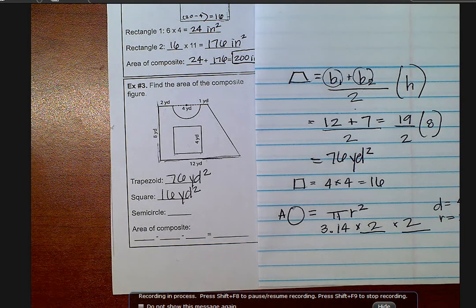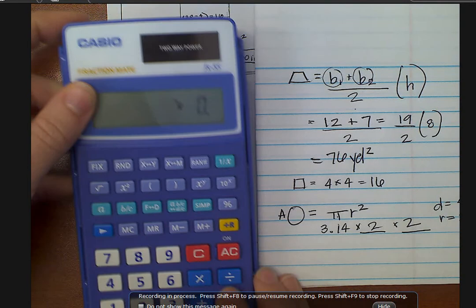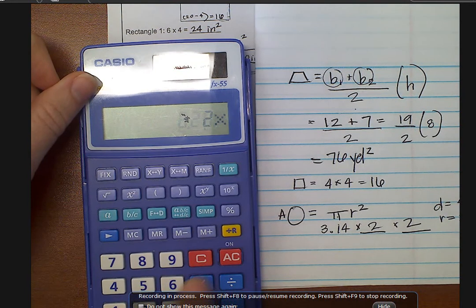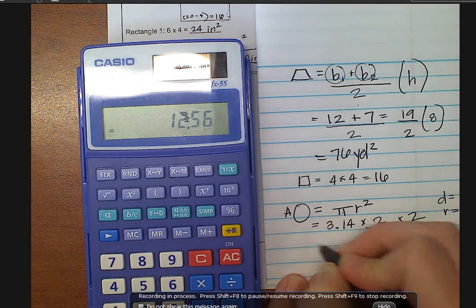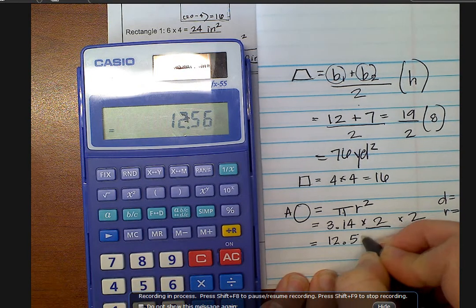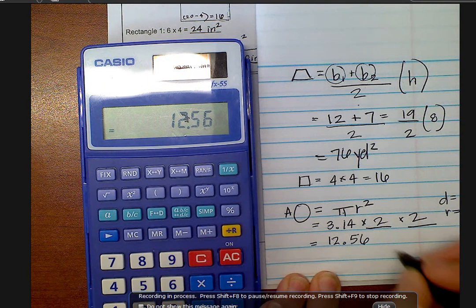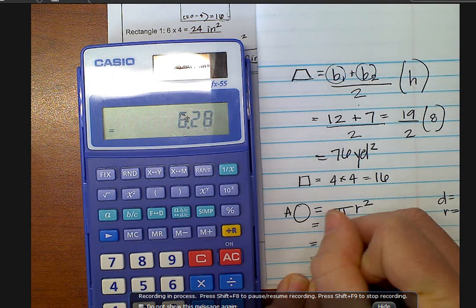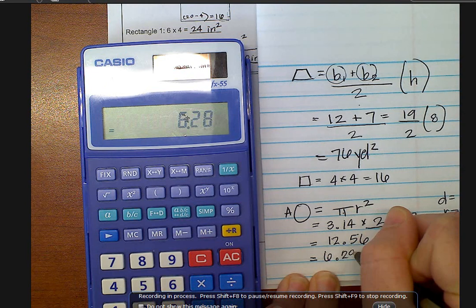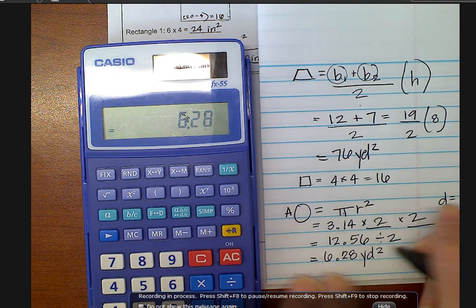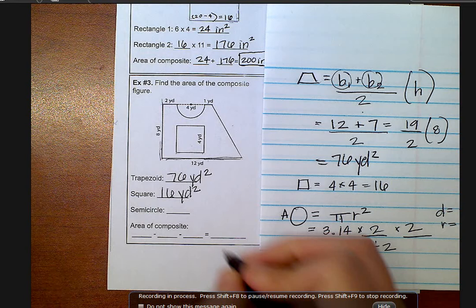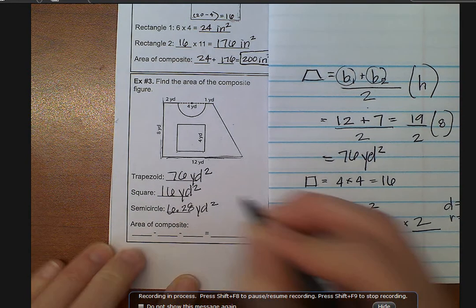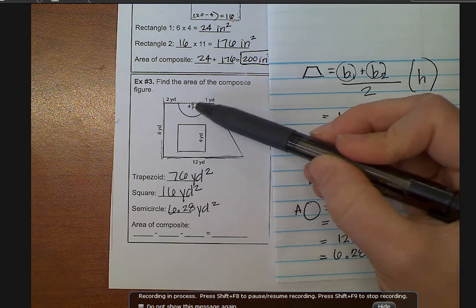Now back to the handy dandy calculator. You have 3.14 times 2 times 2. The area of an entire circle would be 12.56. But we only need half of that circle, so we're going to divide that by 2. And the area of our semicircle is 6.28 yards squared.